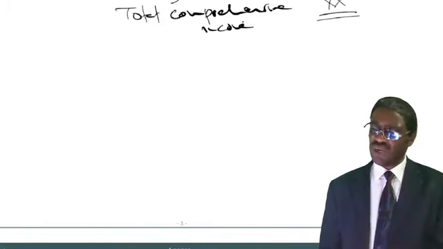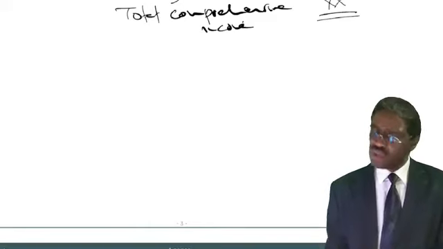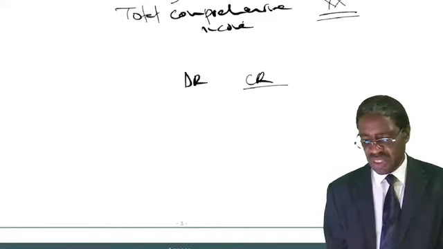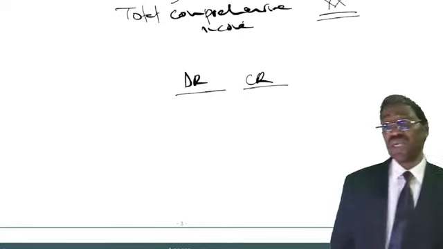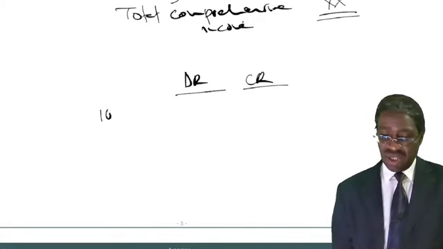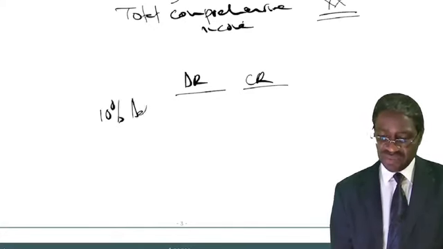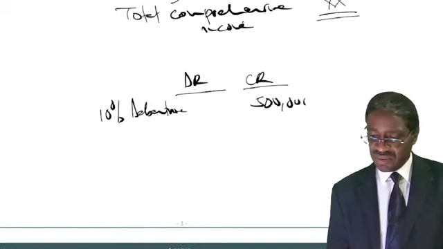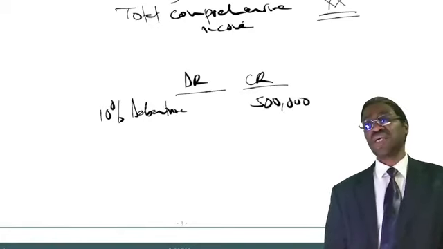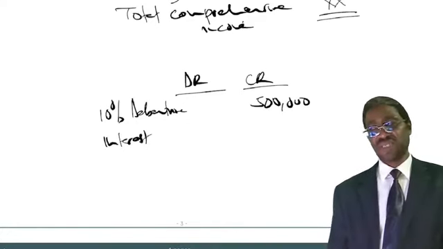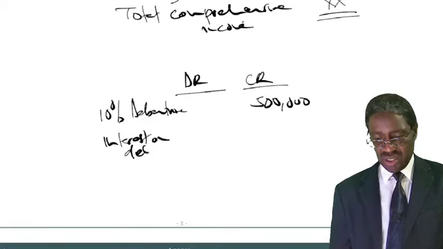In that topic of company accounts, you used to be given a trial balance of a company, for example. In that trial balance, you used to be given something like this: 10% debentures, let us assume 500,000. And you're given something like interest on debentures, 40,000.